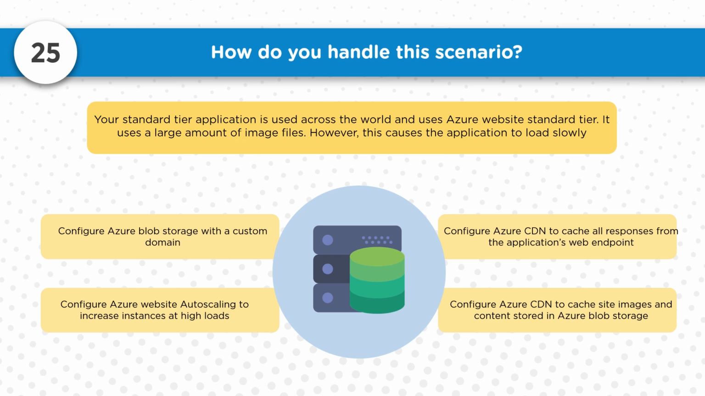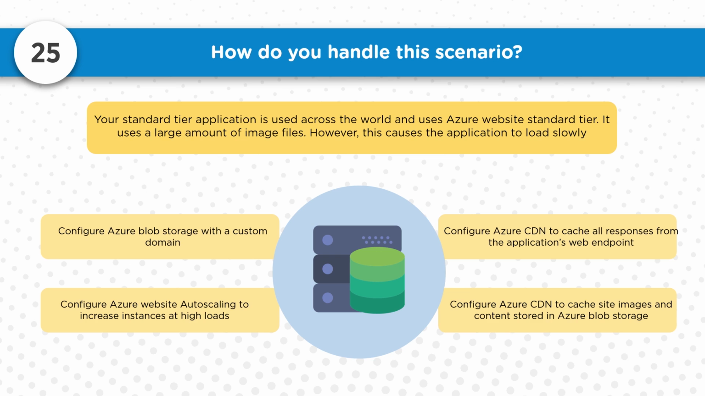Let's look at the options given. Configure blob storage with custom domain. Well, this application has pictures, but the pictures are not all that the application has. So configuring blob storage might not help. This could be a very interactive website and that can't be run from blob storage. Let's look at the other options.